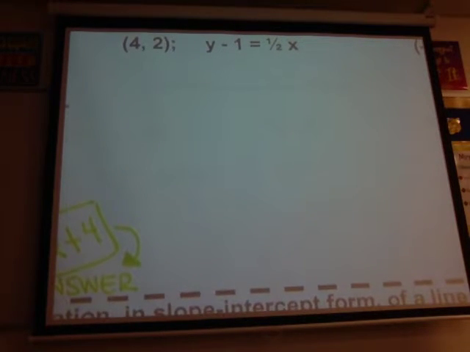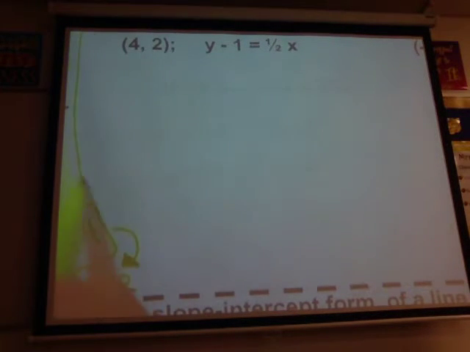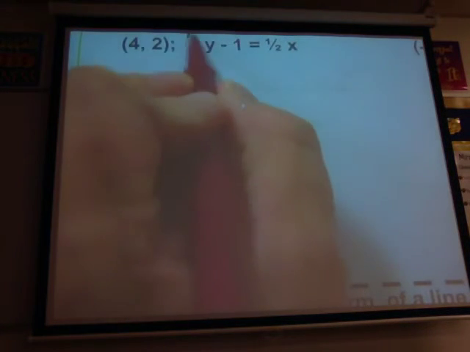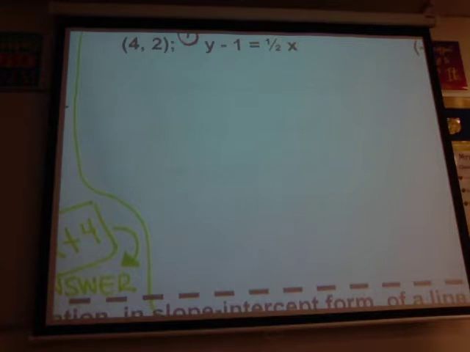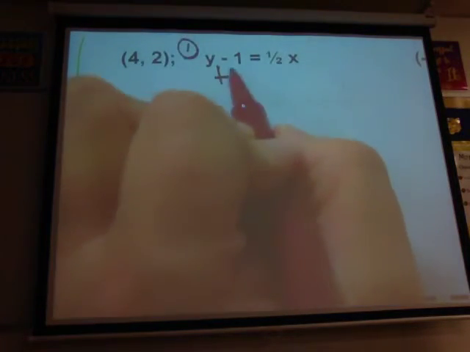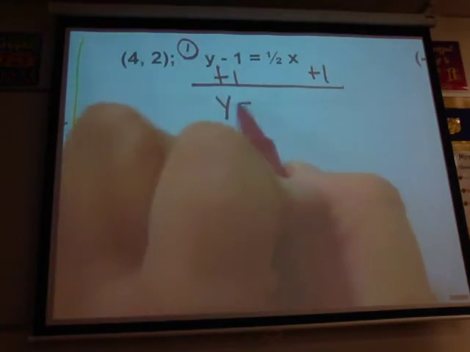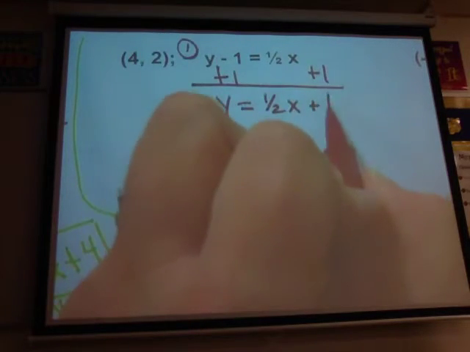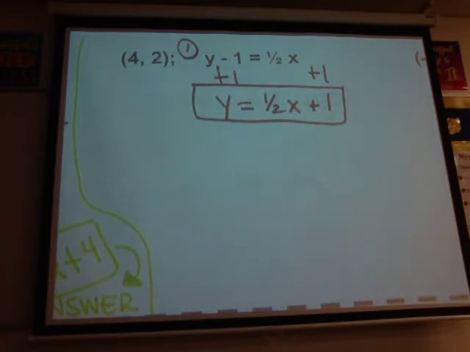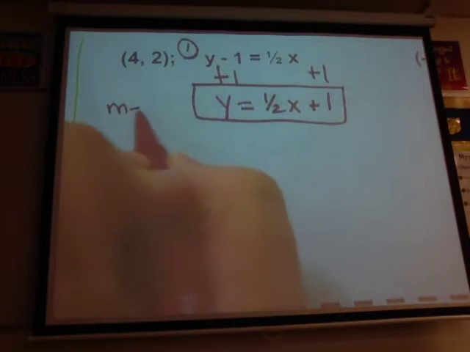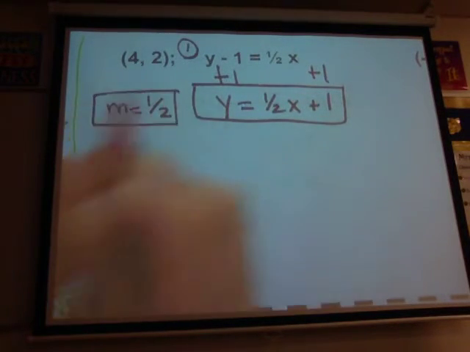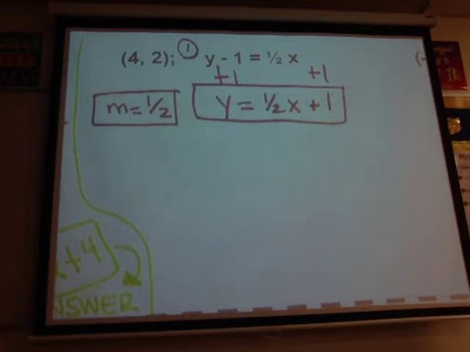Right here, 4, 2, and y minus 1 equals 1 half x. Is that one solved for y? No, because we still have y minus 1. So what do I need to do? Add 1. Y equals 1 half x plus 1. What's my slope here? 1 half. Am I changing my slope? No, because we're writing parallel lines.